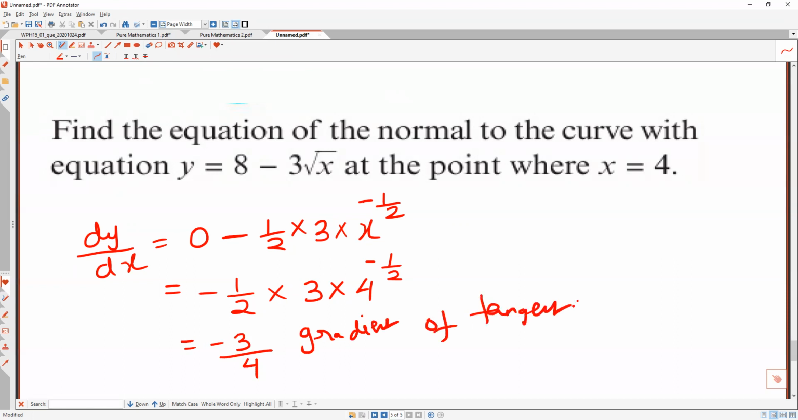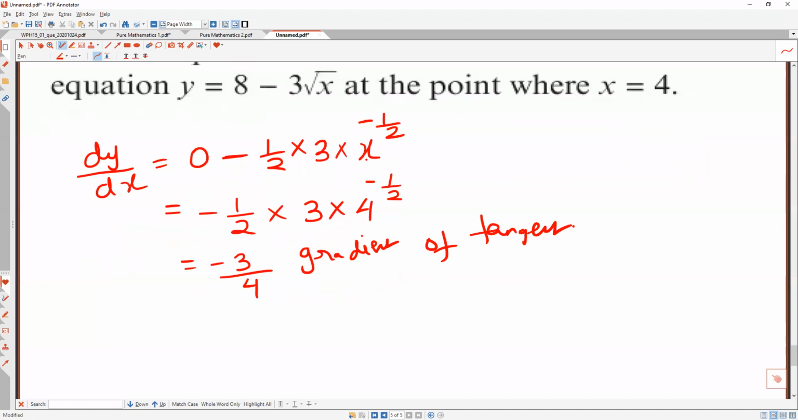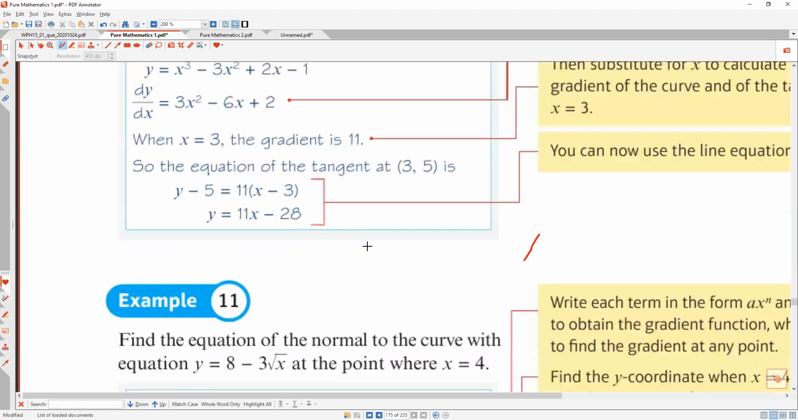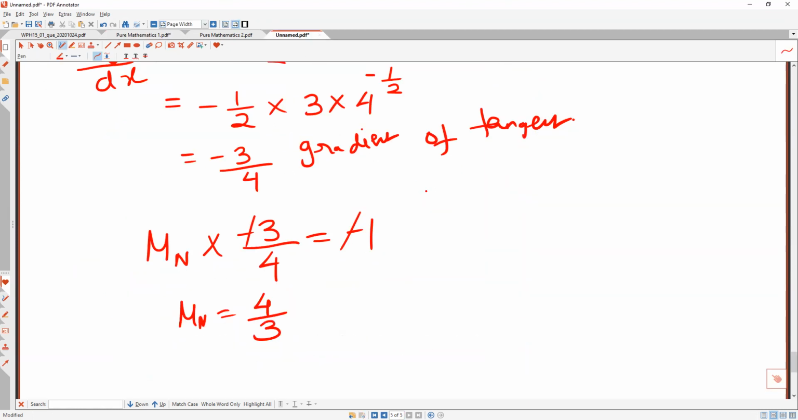Now, if I want the gradient of the normal, I have to use this formula. Gradient of normal multiplied by gradient of tangent is equal to minus 1. So what is the gradient of the normal? 4 by 3. Let me double check that. Yes. So you have the gradient, but you don't have the coordinates.